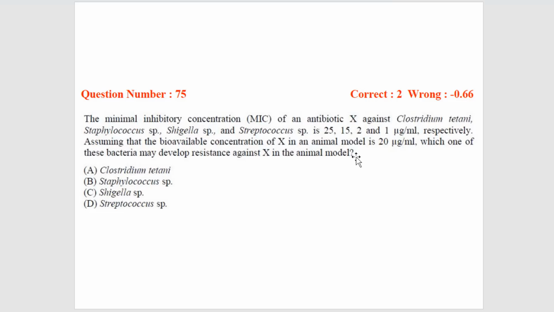So this is a tricky question. They are saying the minimal inhibitory concentration of antibiotic X against different bacteria. The antibiotic is the same, but there are different kinds of bacteria, and these are the minimum inhibitory concentrations of the different bacteria. So first we have to know what the minimum inhibitory concentration is and how we calculate it.